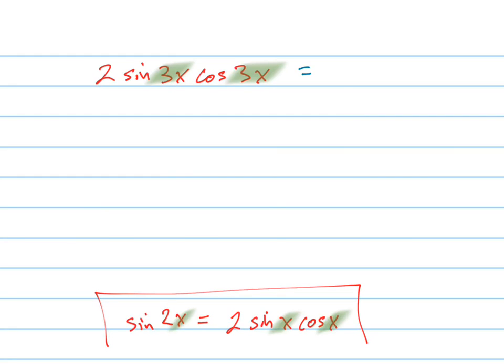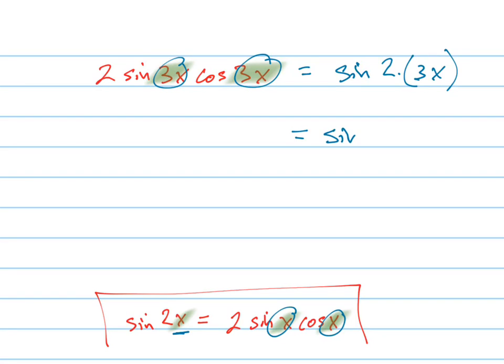This equals the sine of 2 times, what am I plugging in for x? It was really 3x, right? So it equals sine of 2 times 3x. So it's not sine 5x, it's 6x, because this isn't being added, this is being multiplied. This is equal to the sine of 6x. And that's your answer.